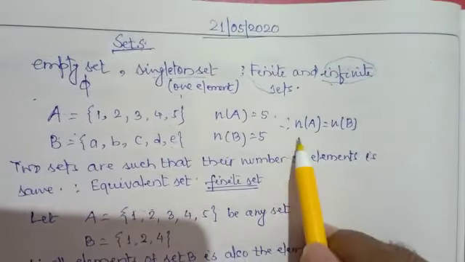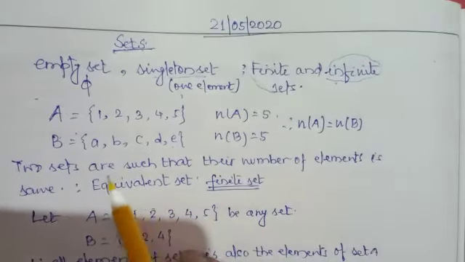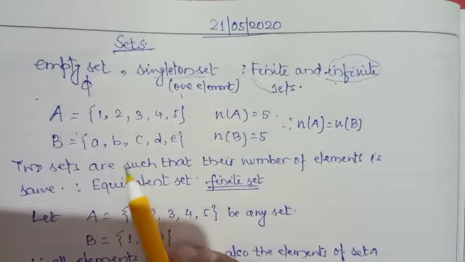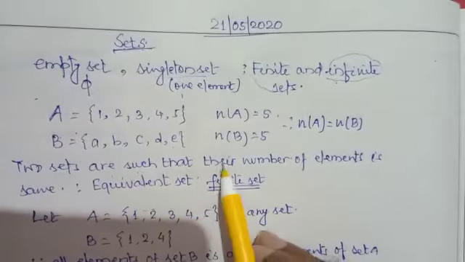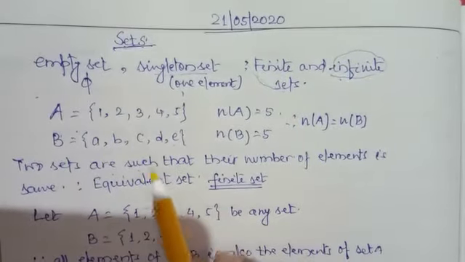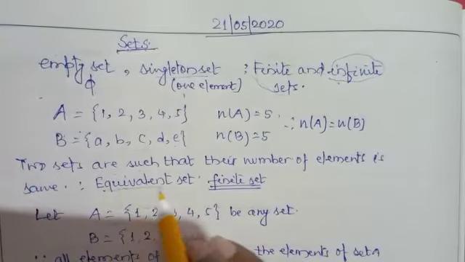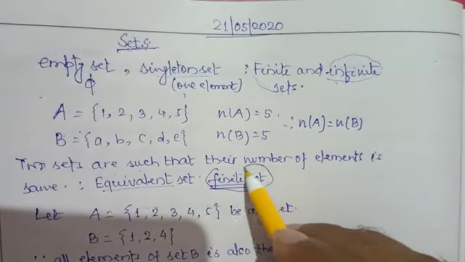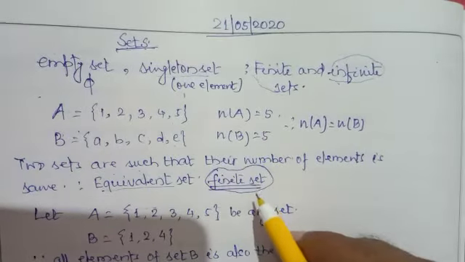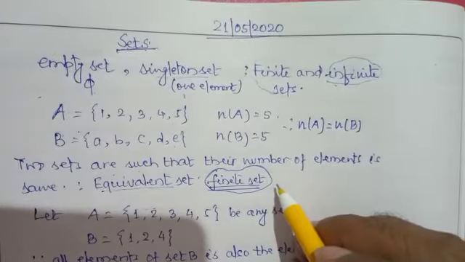So if two sets are such that their elements are different but the number of elements is the same, such sets are called equivalent sets. But remember this, equivalent sets are possible only for finite sets, because the elements are countable. Let us see another example.